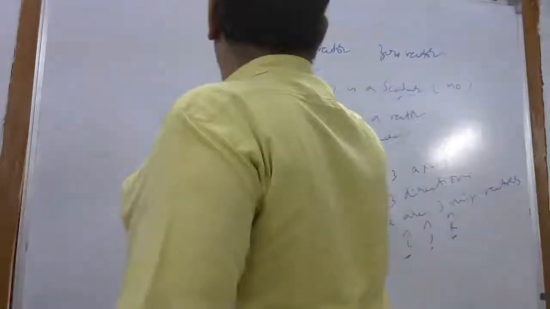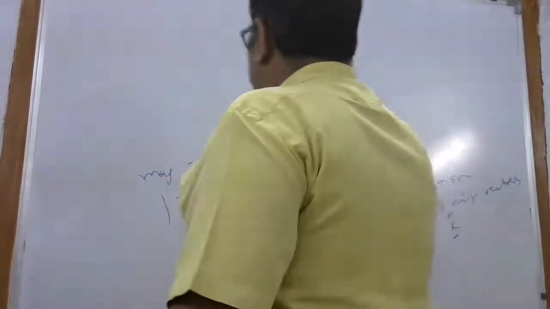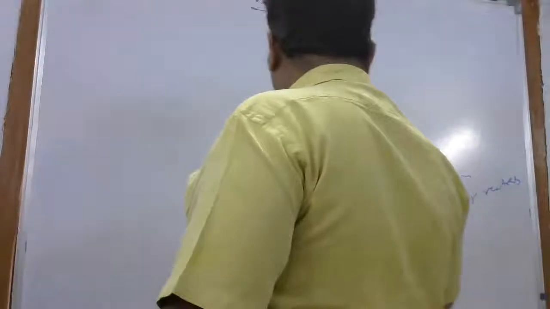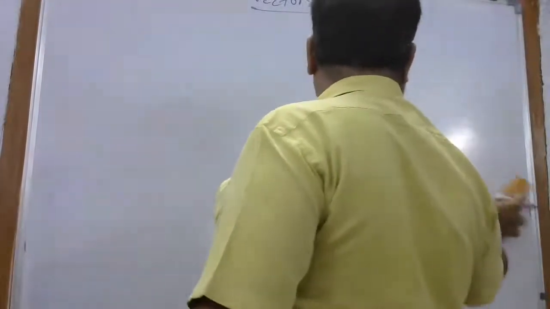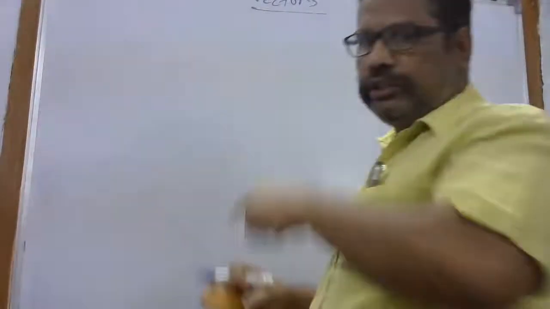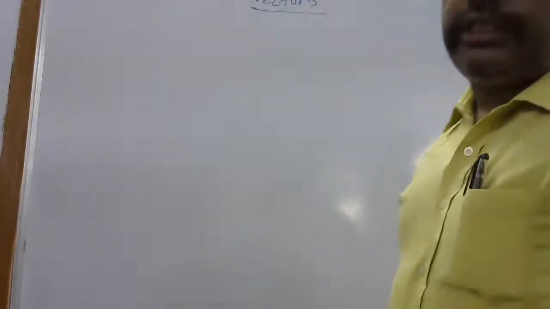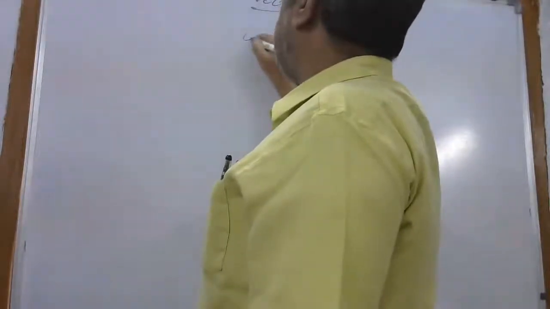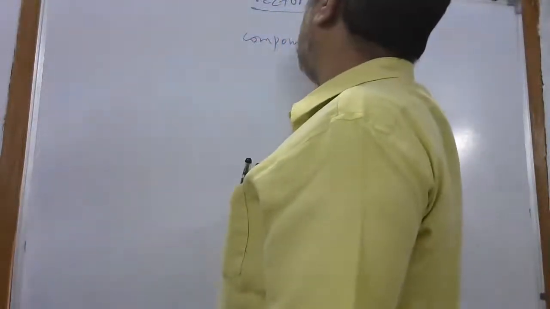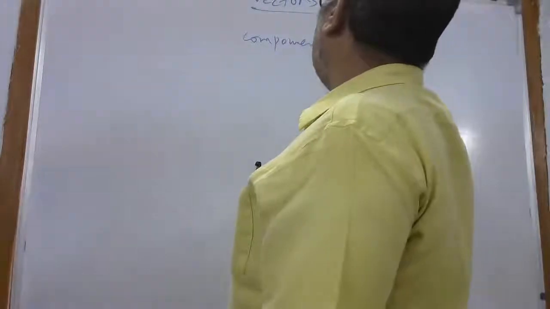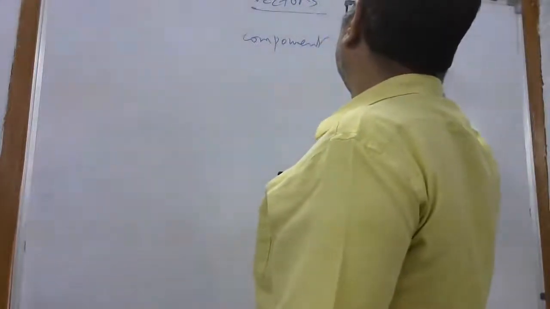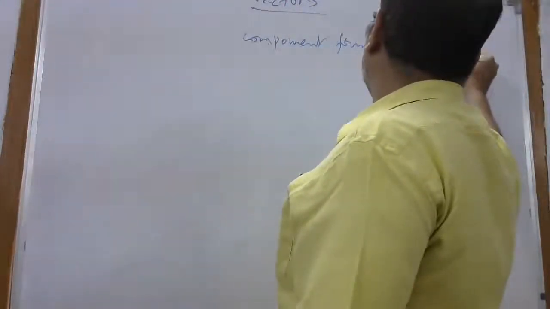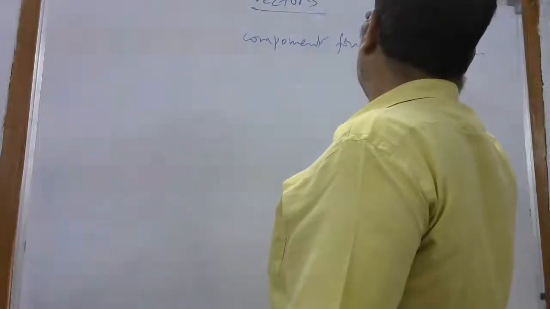Now, I told you, a vector is a quantity in which both magnitude and direction are there. You already got this in physics also, the same concept, like velocity and speed. Speed is a scalar, and velocity is a vector. Right, beta? Now, component form of a vector. Standard or component form of a vector.